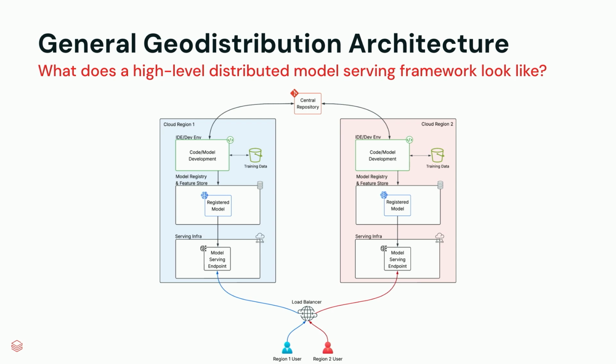So what does geodistribution and resiliency look like at a very high level on the cloud and on Databricks, right? First off, having a central repository is definitely key.